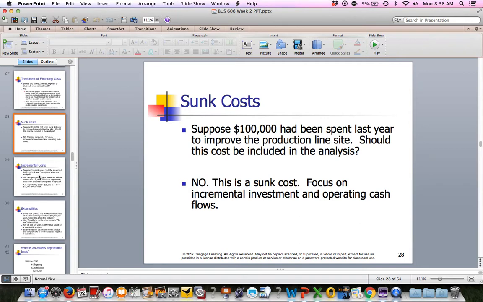Also, we have to talk about a sunk cost. And it says here for a sunk cost, suppose we had spent $100,000 last year to improve a production line site. Should this cost be included in the analysis? The answer is no. We want to focus on the incremental investment in operating cash flows going forward and not backwards. So if we spend $100,000 to determine the feasibility of this, that's good.